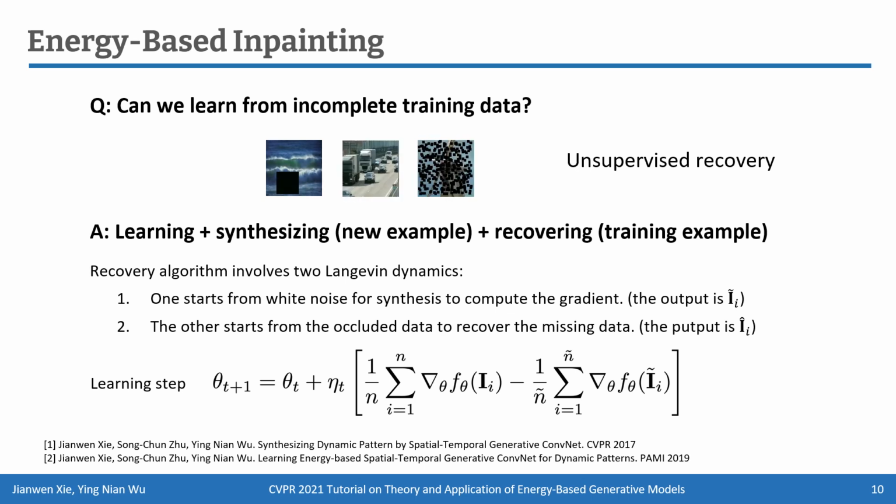At each iteration, we use the recovered observed example and the synthesized examples to compute the gradient of the log likelihood and update the model parameters. The algorithm simultaneously accomplishes 3 tasks. The first one is to recover the training data. The second one is to synthesize new video examples. And the third one is to learn the model parameters.